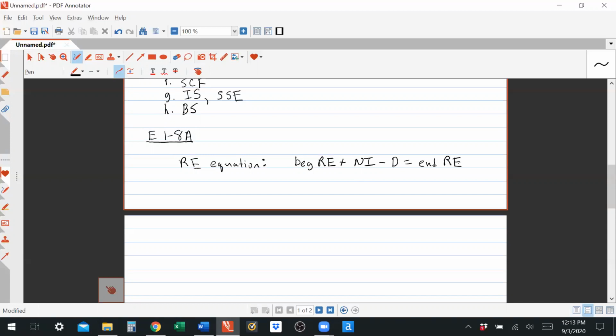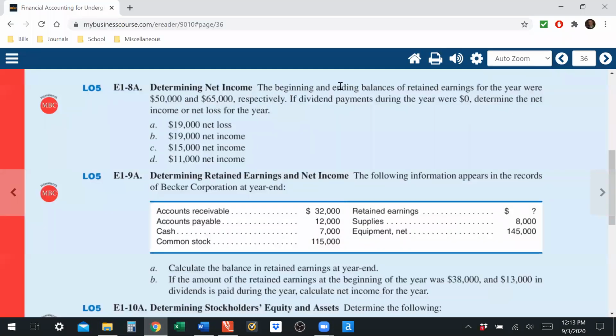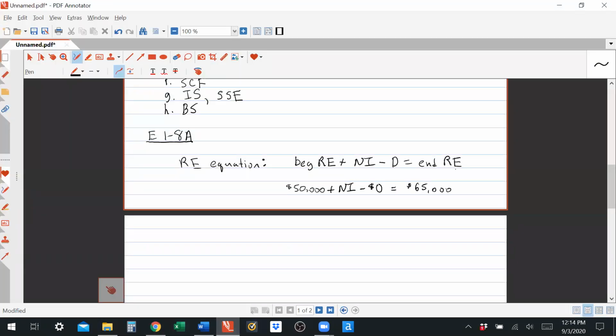Now the problem gives us, so this is one equation and it has 4 unknowns. The problem gives us 3 of the 4 unknowns. So that means we have one equation and only one unknown, and we know we can solve for that unknown. So it gives us the beginning retained earnings, 50,000. We don't know what net income is. It tells us dividends were 0, and it told us at the end of the year retained earnings had a balance of 65,000. See, beginning and ending balances of retained earnings were 50,000 and 65,000 respectively. Dividends were 0. So we can solve this equation for net income.